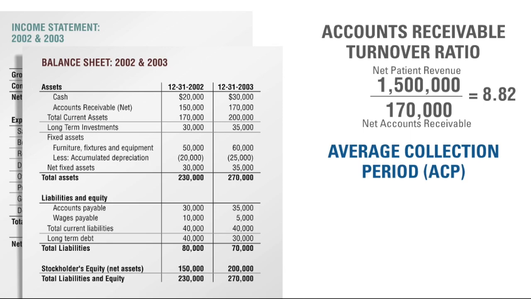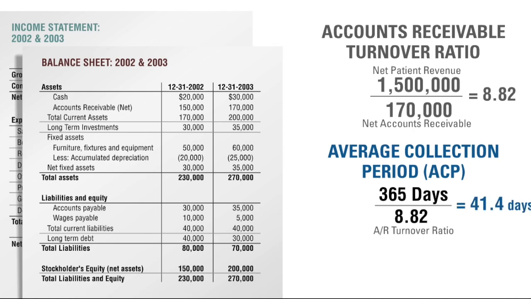The average collection period, or ACP, equals 365 days divided by the accounts receivable turnover ratio. In our example from 2003, we see that 365 days divided by 8.82 equals an average collection period of 41.4 days. This means that, on average, it takes the practice 41 days to collect payment for its services. It's common for well-run practices to have an ACP in the range of 40 to 60.